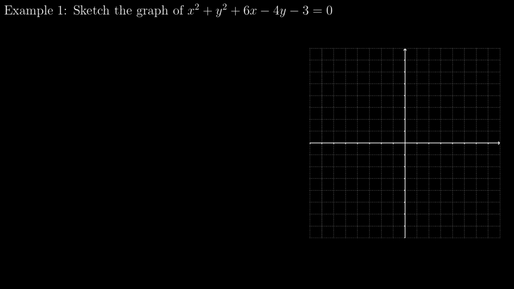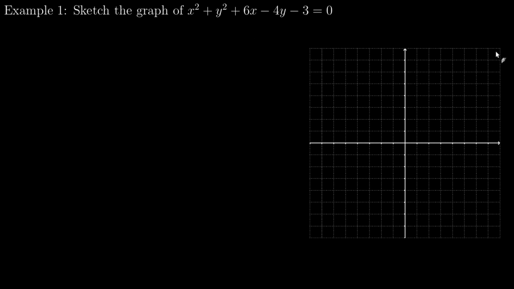So in this video, we're going to look at another form of a circle. And we'll start off with an example. We're going to try to graph or sketch the graph of this function: x squared plus y squared plus 6x minus 4y minus 3 equals 0. And this looks like something we haven't really dealt with before. We've graphed functions before, but we haven't graphed one in this form before.